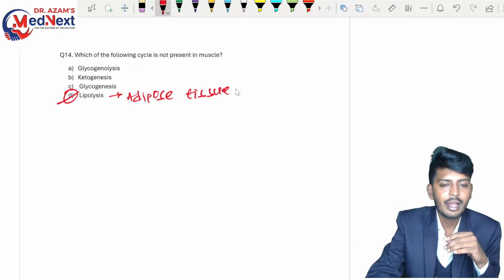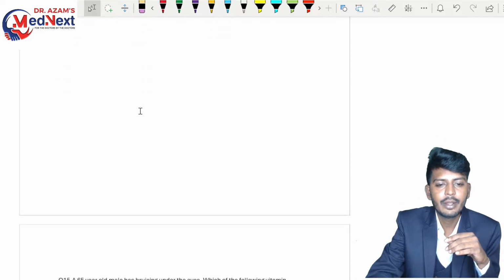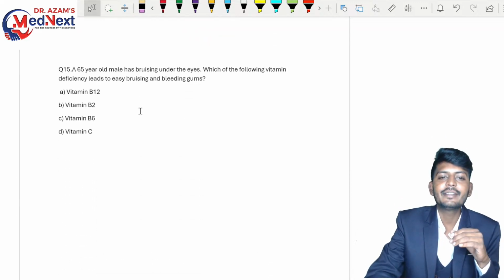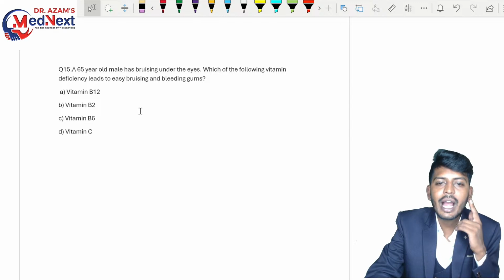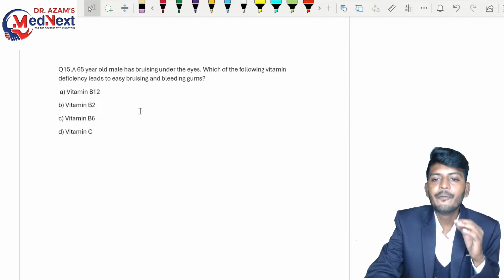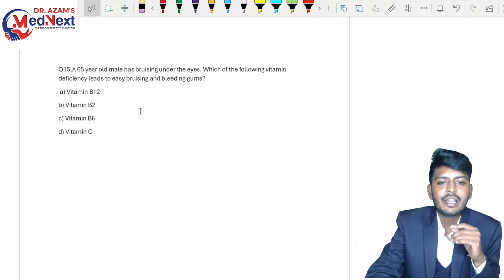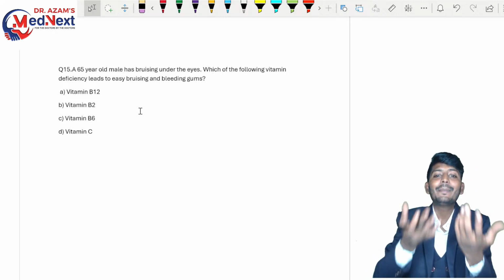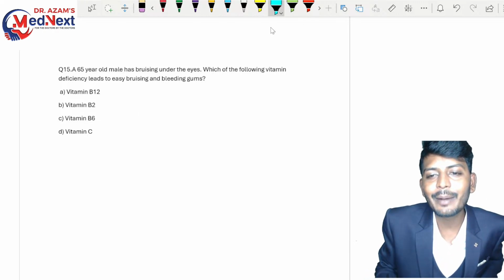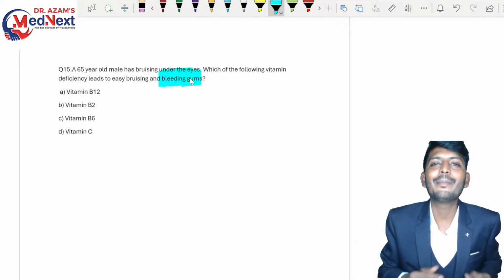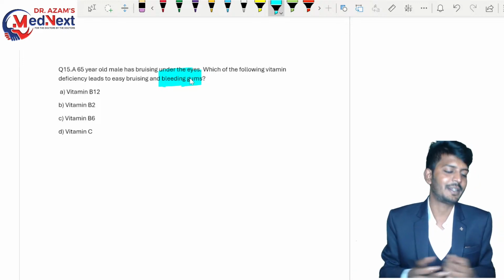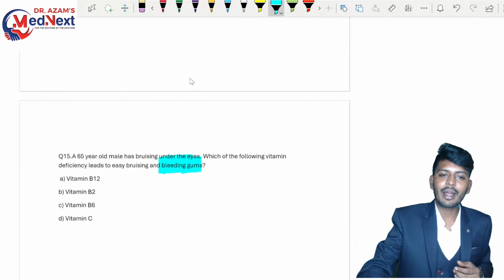Let's go ahead to the next important point. What is that question? A 65-year-old male has bruising under the eyes. Which of the following vitamin deficiency leads to easy bruising and bleeding gums? Once you see bleeding gums, it is vitamin C, right? So you are absolutely correct.